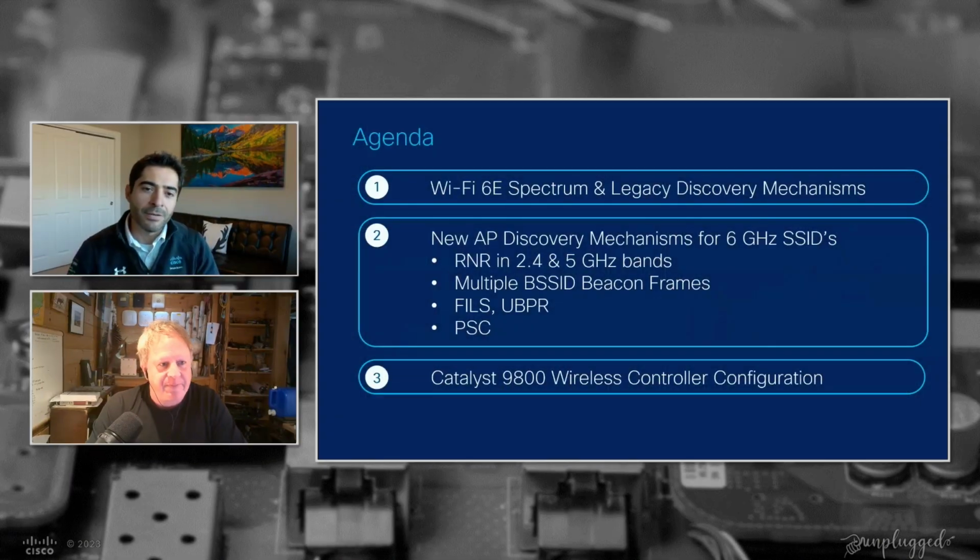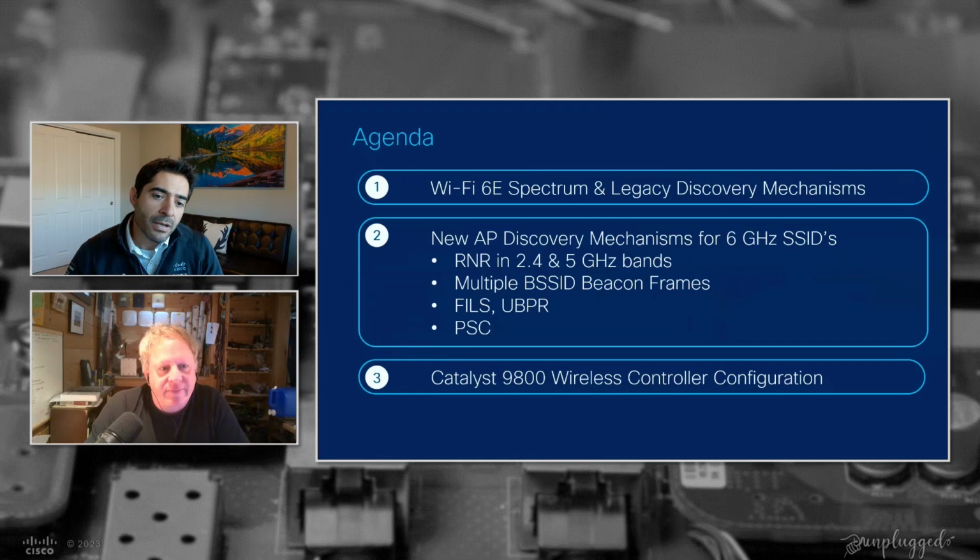I'll hand it over to you, Alfredo. All right. Thank you, Dan. So on today's Unplugged session, we're going to discuss the discovery protocols and efficiencies introduced with Wi-Fi 6E. These include reduced neighbor report, beacon size reduction, multi-BSSID, fast initial link setup, unsolicited broadcast probe response, and preferred scanning channel. So I'm going to ask our expert, Dan, some questions to help us get some clarity on these topics.